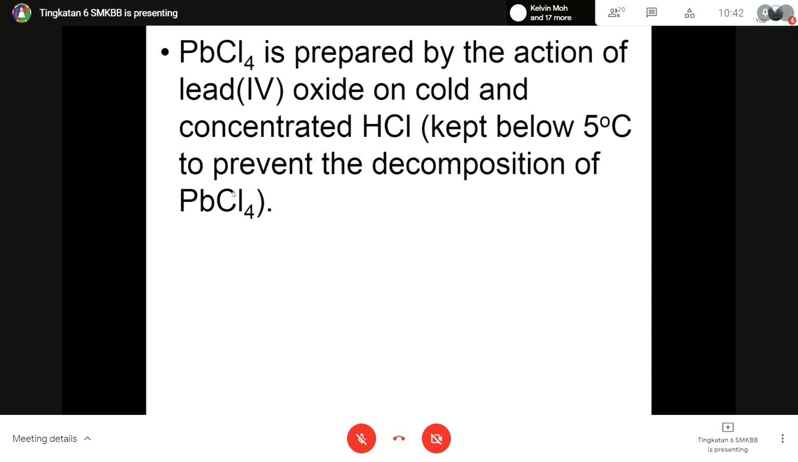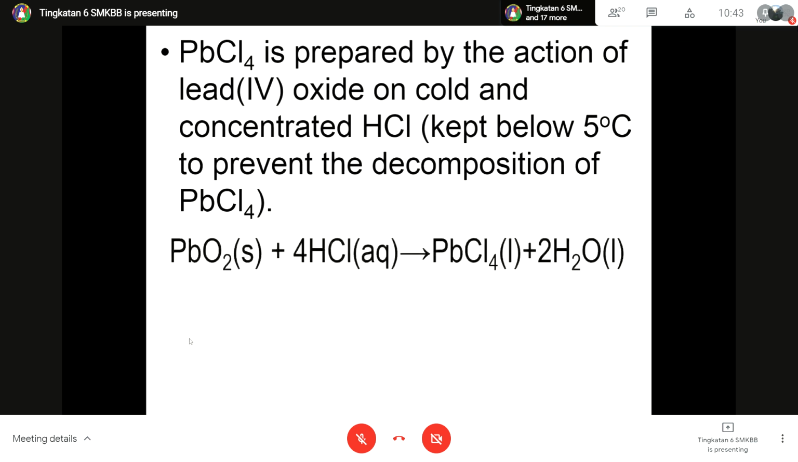So if you want to prepare this one, you need to let your PbO2, lead(IV) oxide, react with HCl. And the whole reaction must be kept at a low temperature, or at least your acid must be very cold. After all, lead(IV) oxide is a powder, and there's no way you can change the temperature of a powder in the lab. We are only able to change the temperature of the acid, so that the whole process happens at a very low temperature. So your lead(IV) oxide reacts with cold concentrated hydrochloric acid, and you get your product, lead tetrachloride and water.